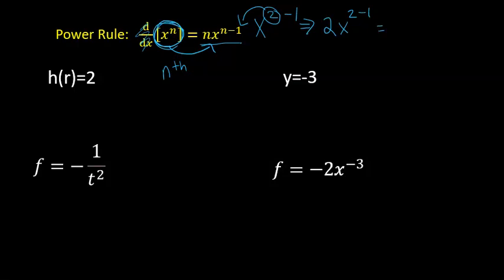And what is my answer? It's 2x with a little 1 as the nth degree, because 2 minus 1 is 1. My final answer is 2x. I just cleaned it up. That's all I did. That is the answer. So the derivative of x squared is 2x. That's how we're going to do these problems.